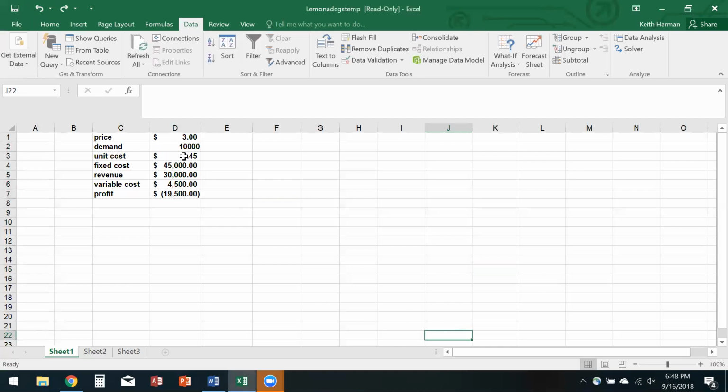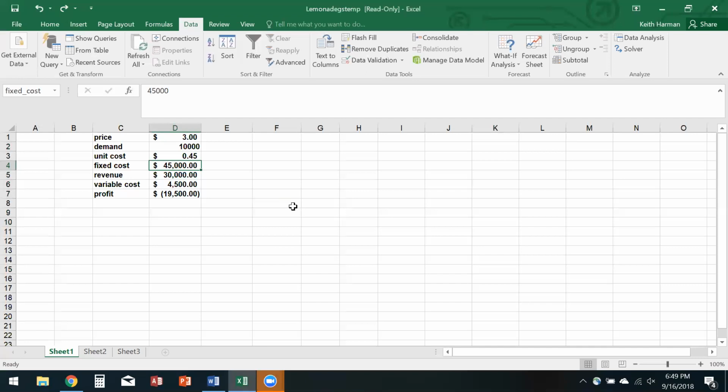Now, originally, we were selling 10,000 of these items for $3, and so we were making $30,000 revenue. Our fixed costs were 45 grand, and that's why I was referring to figure 18.1, figure 18.2, and there's chapter 18 in the Winston text. That's that Excel text.